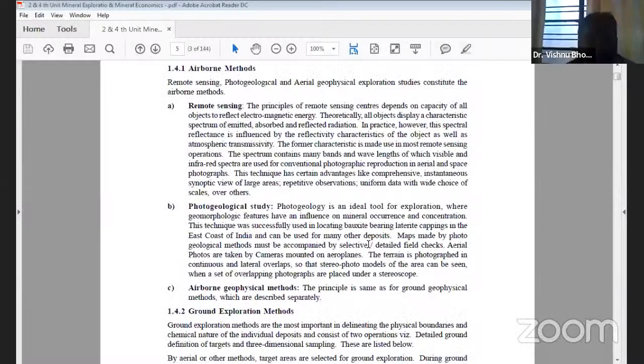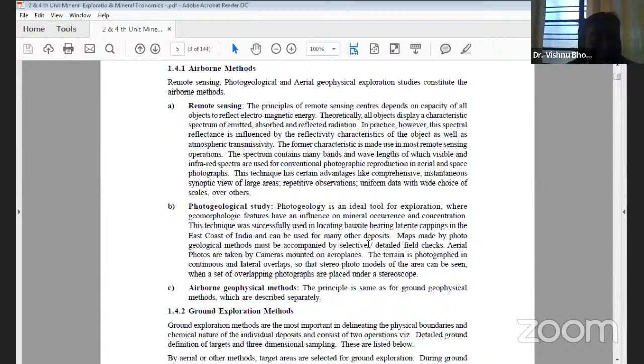Electromagnetic spectrum. It is absorbed and reflecting the radiation in practice forever. The spectral reflectance should definitely be influenced by the reflectivity characteristics and other factors like atmospheric transmissibility. These are all playing an important role.